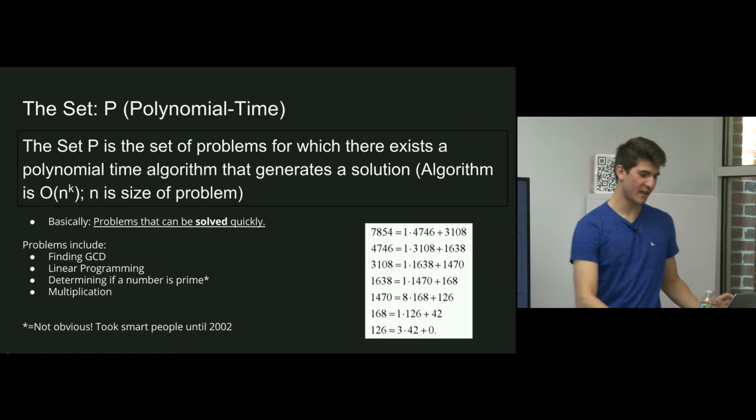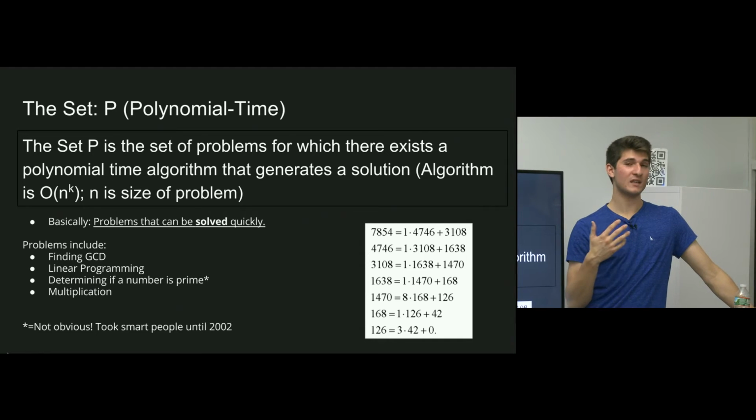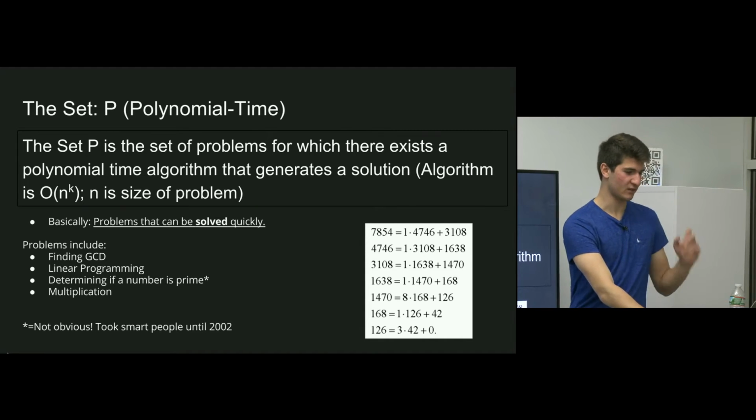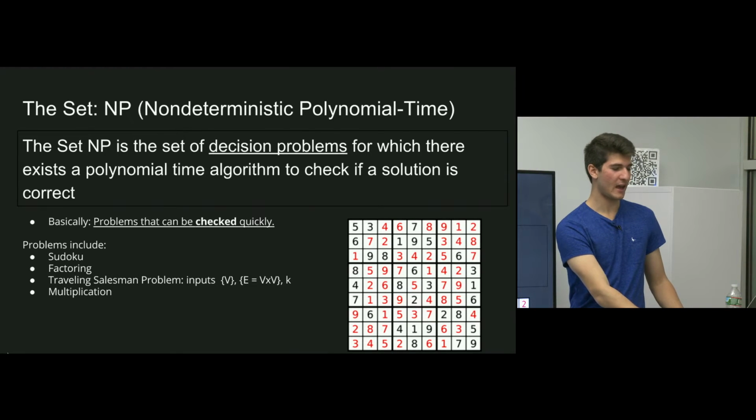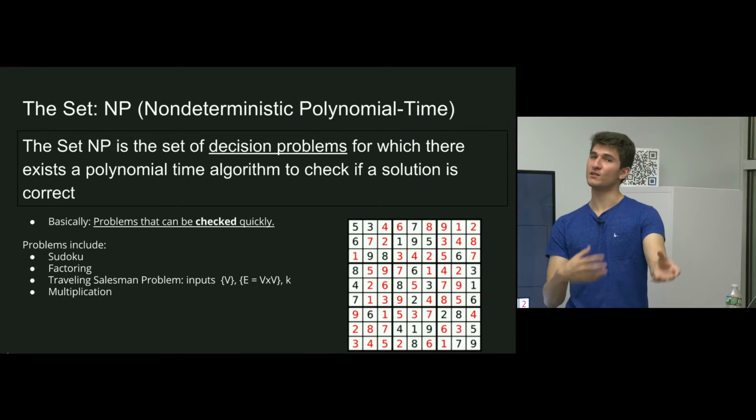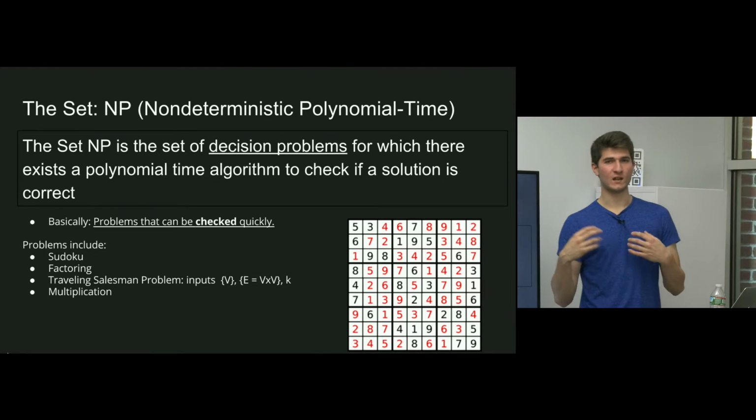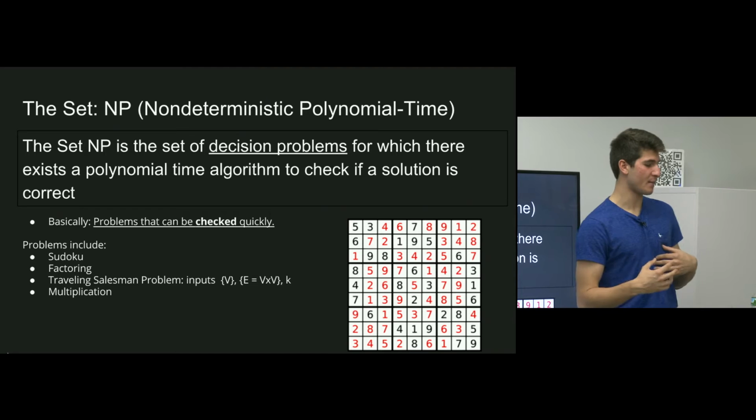So before, we were saying, I'm giving you a problem, tell me a solution, in some definition of the solution. And now I'm saying, here's a problem and a solution, and I want you to check the solution. So does that checking take a polynomial amount of time?